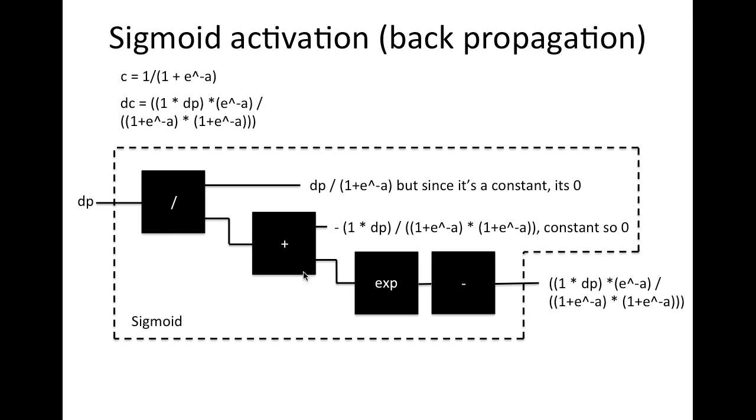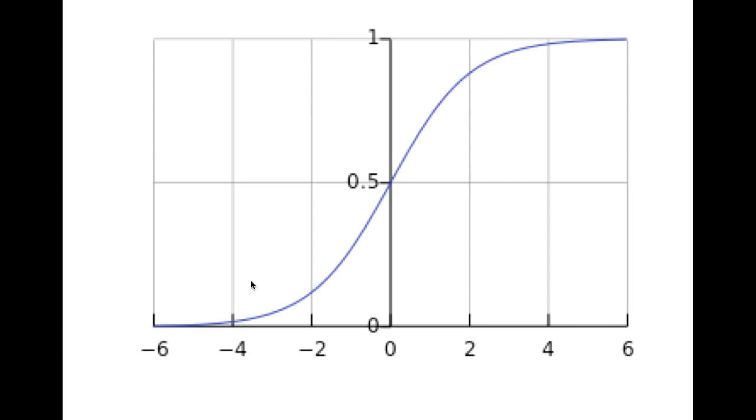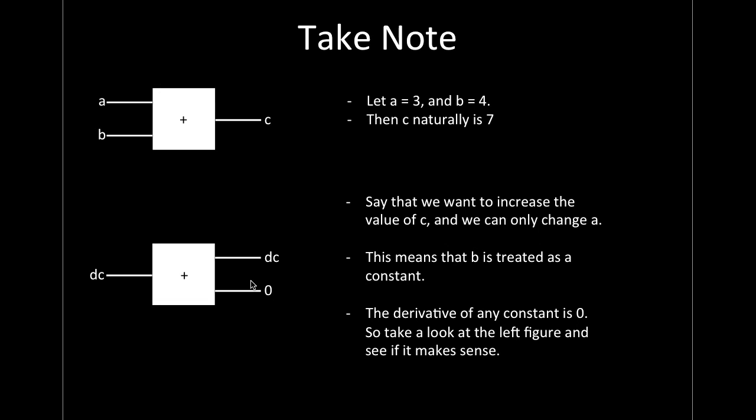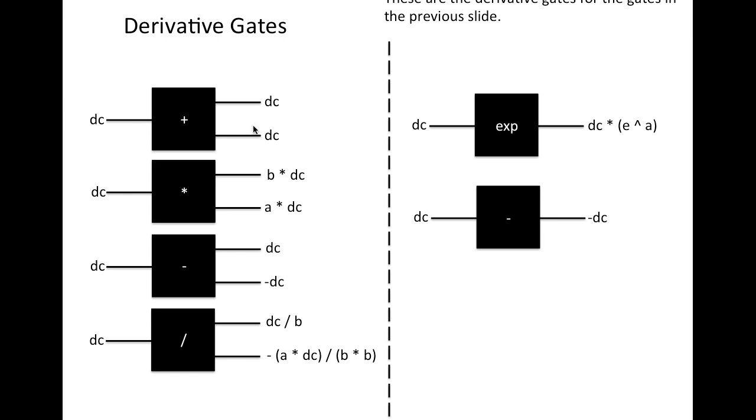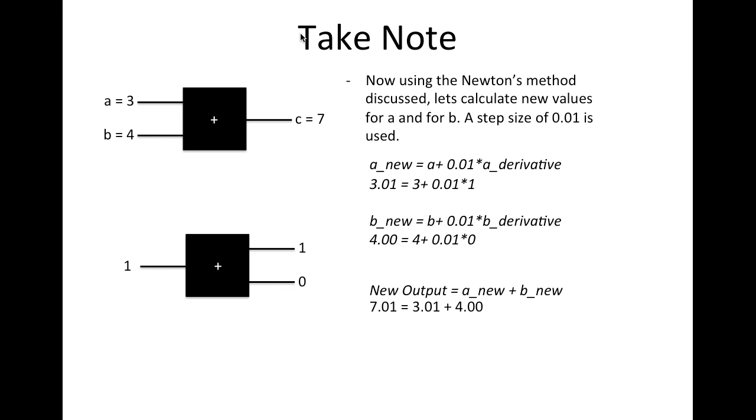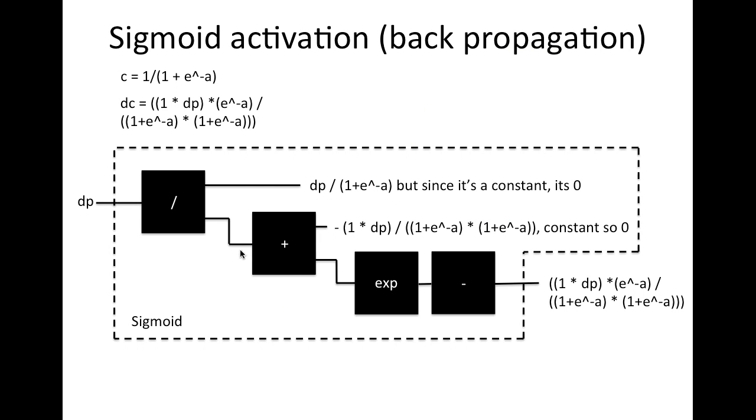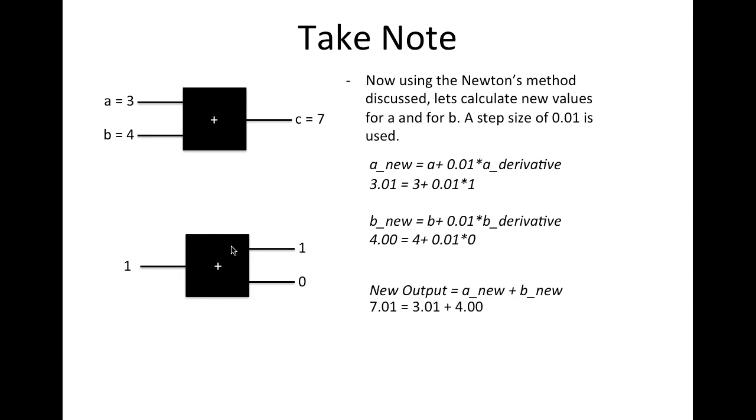Same thing for this addition here. What did I do? I essentially say dc is equal to dc here and then dc here. What is dc for this addition block? Where am I getting the dc from? dc is equal to dc for the derivative gate, for the plus. That's where I'm getting the dc from. How do I define dc? dc is the derivative of this division block right here at that particular location.